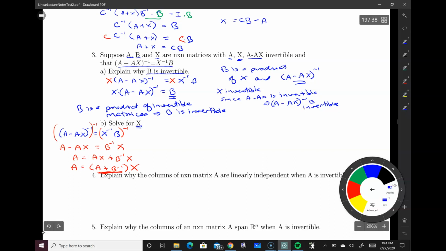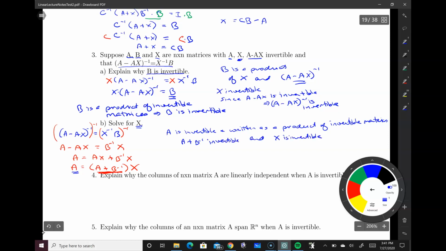So let's look at what I've got here. So here I have A. So A I know is invertible. A is invertible. And it's written as a product of invertible matrices. Because if A is invertible, then this product must be invertible. So that must mean that A plus B inverse is invertible, and we already know X is invertible.